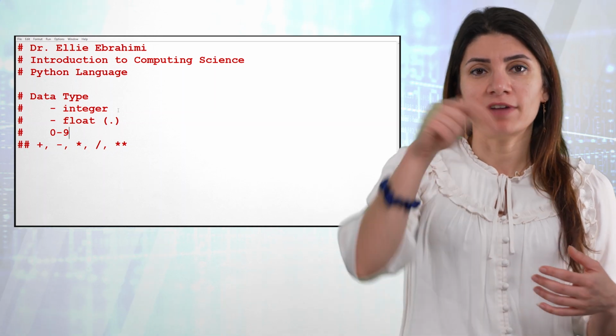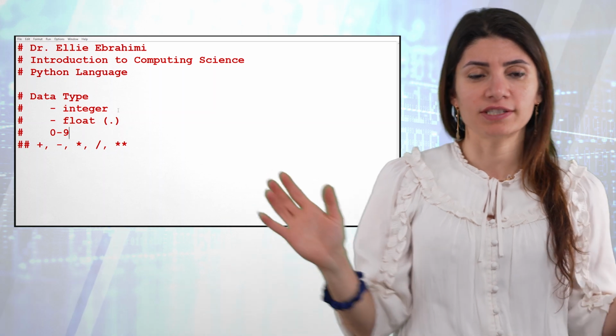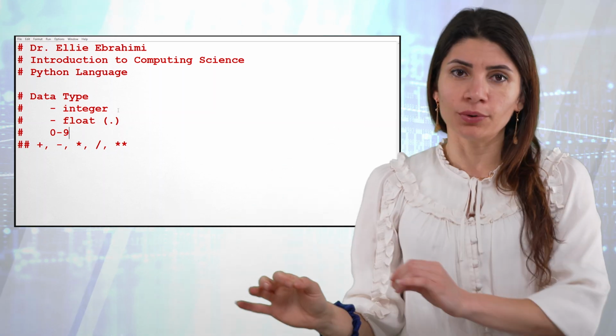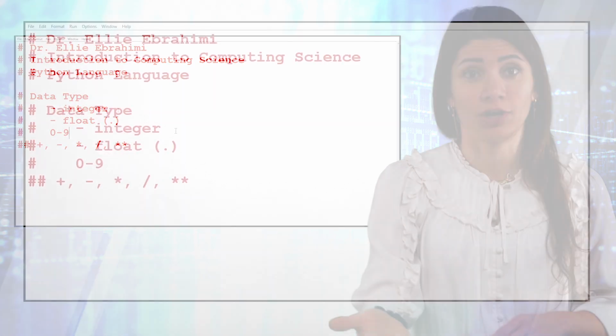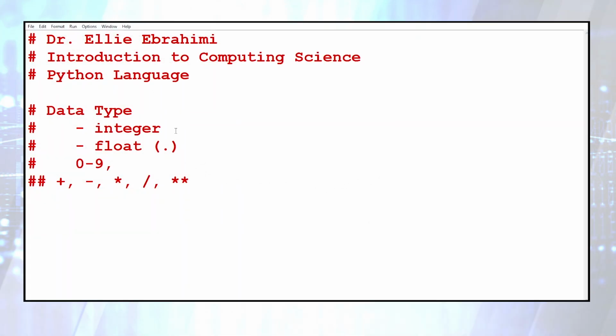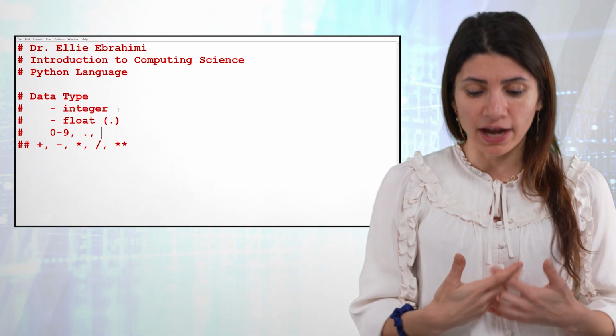And if you have that fraction, that period, that creates a float type for you. So if I say 5.2, as soon as I see that fraction, that means I'm creating a float type for myself, okay? So far we have 0 to 9, those are valid characters to have in a number. We have period, which is a valid character to have in a numeric value.